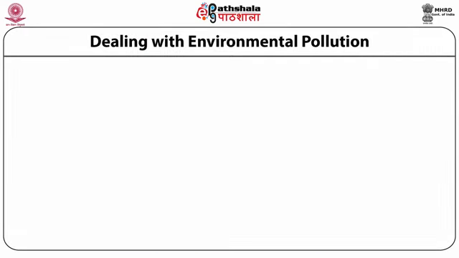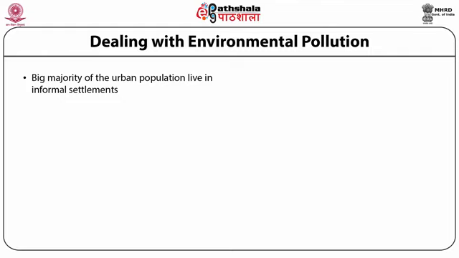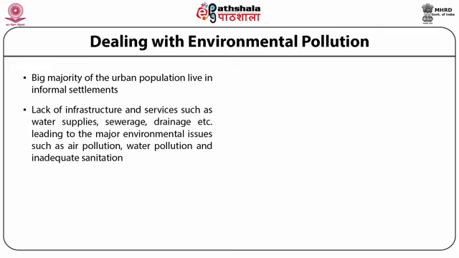One more important issue of urbanization is to deal with the environmental aspects. In most of the developing countries, a big majority of urban population live in informal settlements, which suffer from lack of infrastructure and services such as water supplies, sewerage, drainage, etc., leading to the major environmental issues such as air pollution, water pollution, and inadequate sanitation.